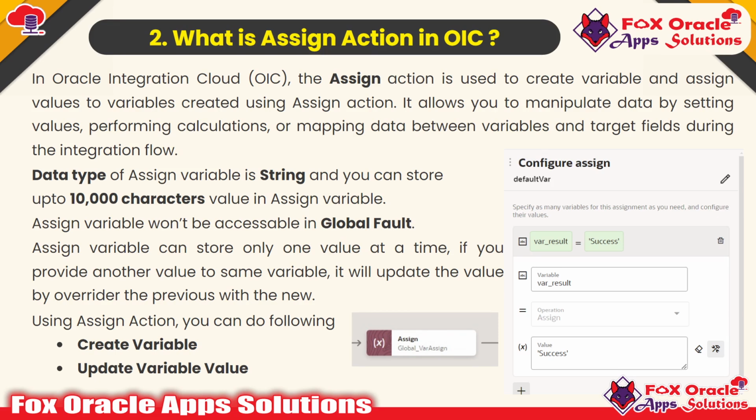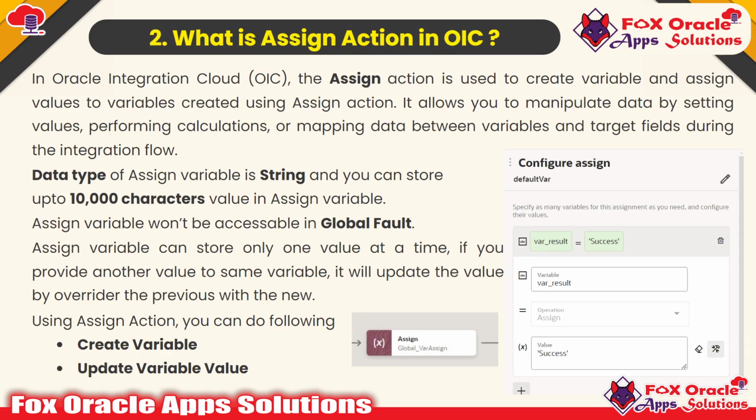By default, the data type of an assigned variable is a string, and you can store up to 10,000 characters in that string variable, a string variable created using assign. And also the global variable has the same character limit. And when we are creating a variable using that assign action, that variable cannot be accessible in the global fault. So what is global fault? We will cover it in an upcoming session. It is something that is the error handling part.